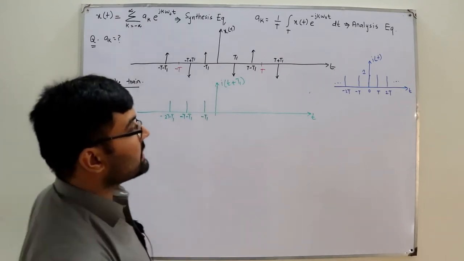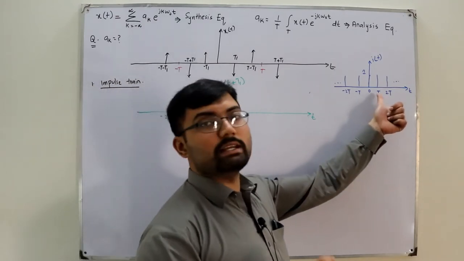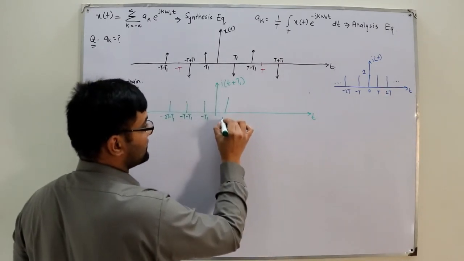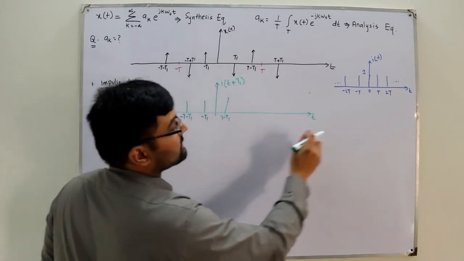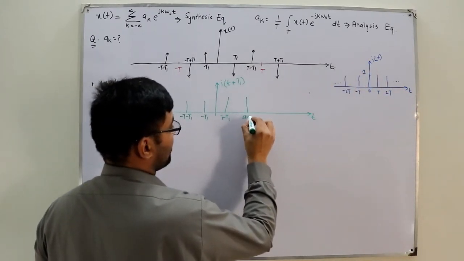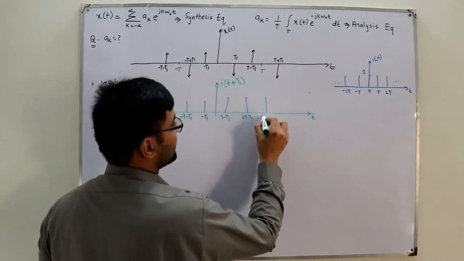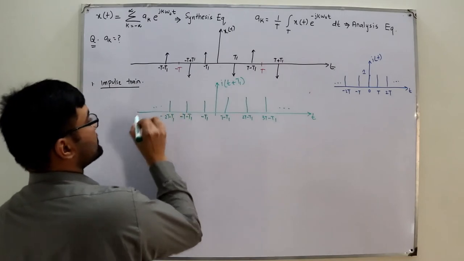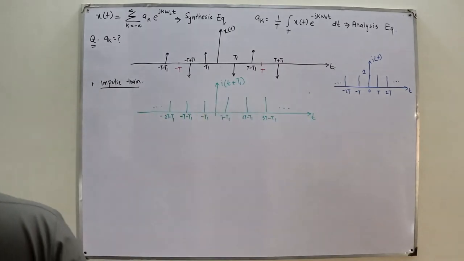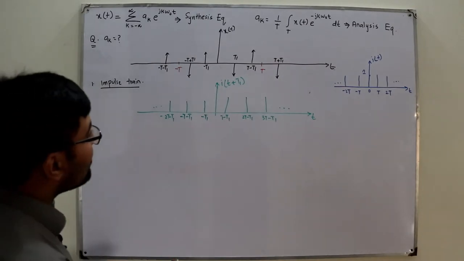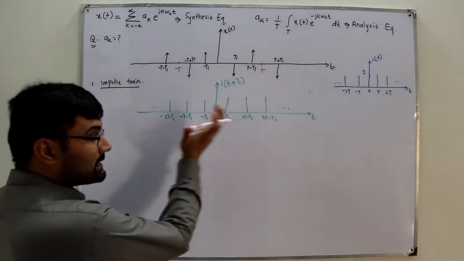Similarly, on the right-hand side, if you have it at T and shift it toward the left, you have T minus T1. Now this would be 2T minus T1, then you have 3T minus T1. And similarly, this goes to the left side, that goes to the right.